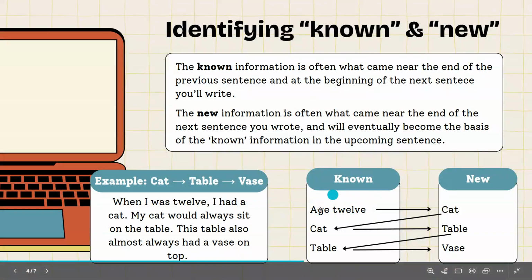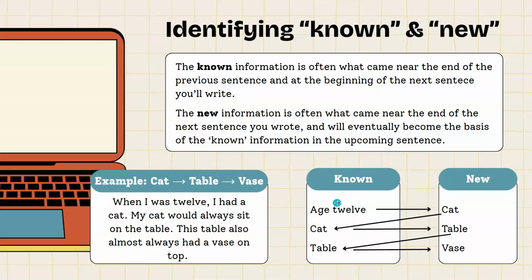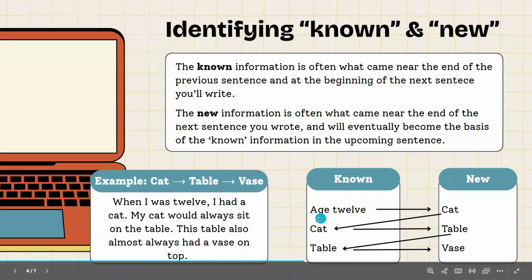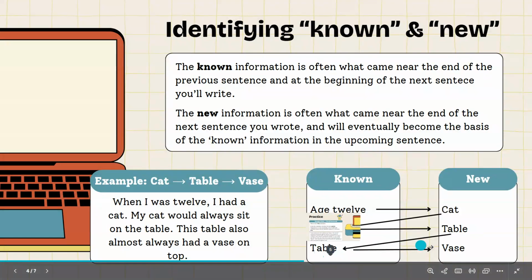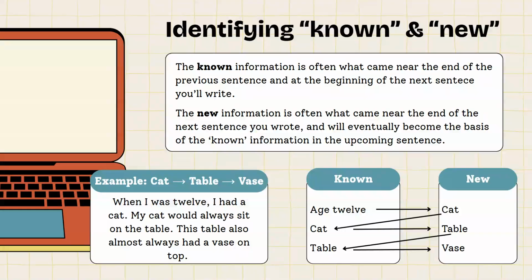Again, age 12 is something that we must have known when we started. Some new information from that first sentence is there was a cat. Now the cat in our second sentence, it's not new information anymore. It is now known. And then the new information is table. As we move into the final sentence, table becomes what is known, and vase becomes what is new. Oftentimes, the known information is what starts the sentence, and the new information is what ends the sentence.